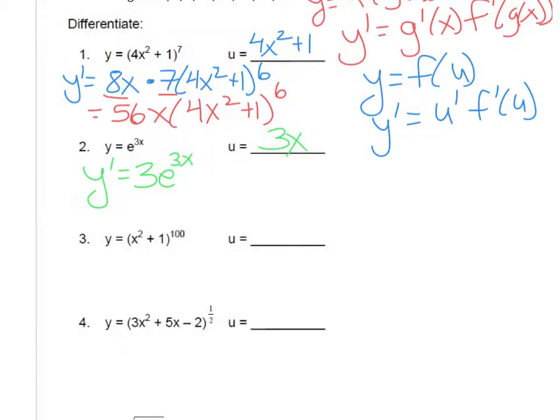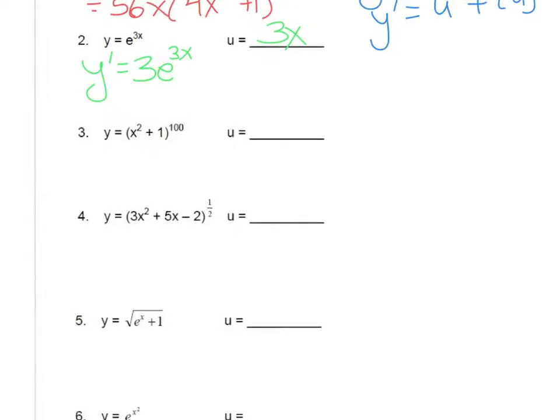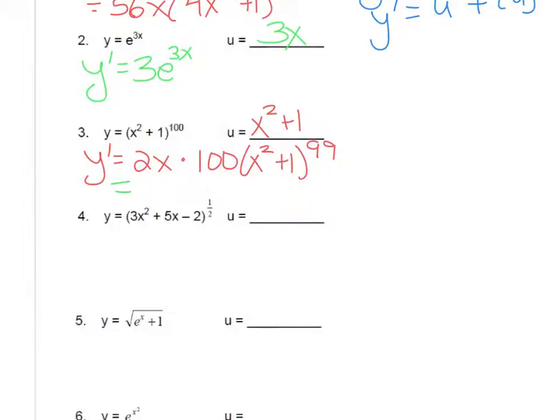For number 3, the inside equation is x squared plus 1. So I take the derivative of u, which is 2x, times, then we'll do the power rule, the 100 comes down to the 99th. And we can combine the 2x and the 100 with multiplication and get 200x times x squared plus 1 to the 99th.